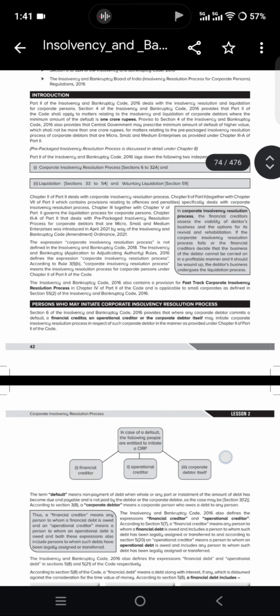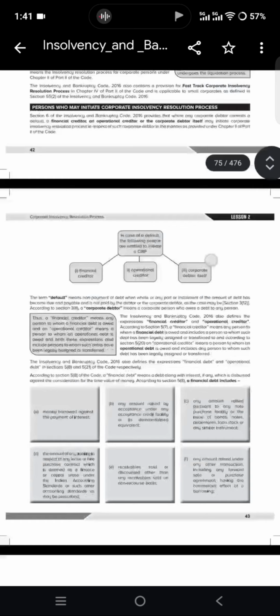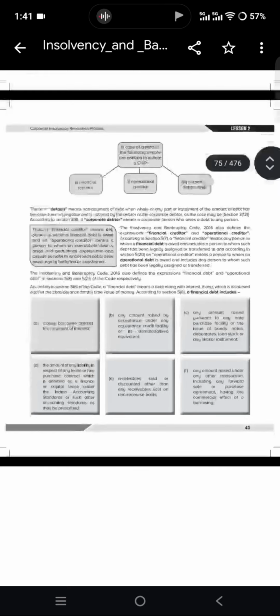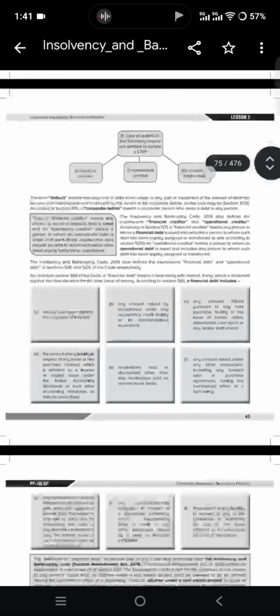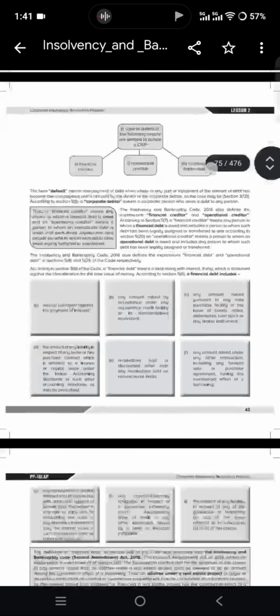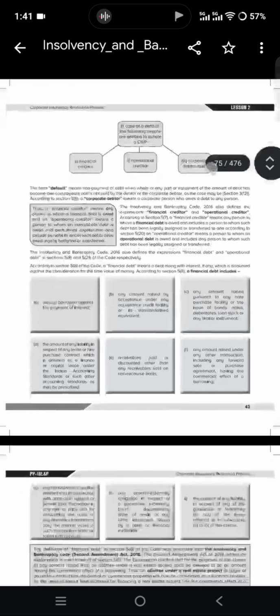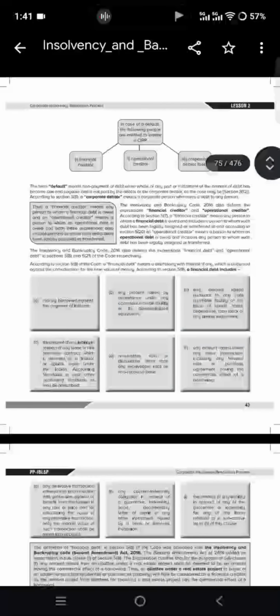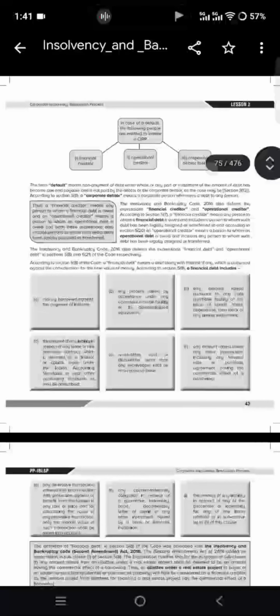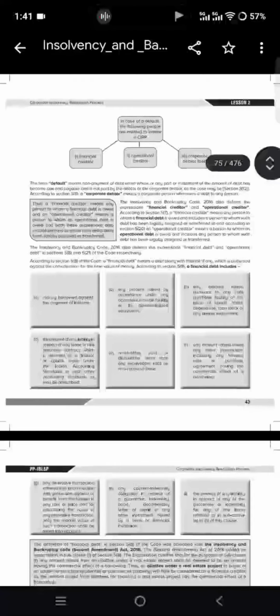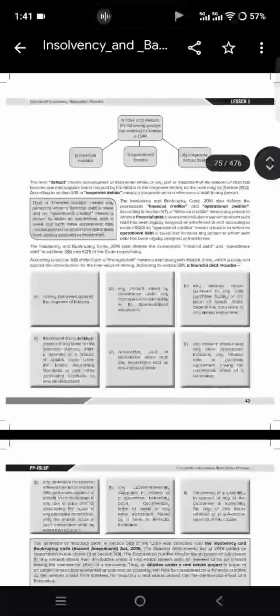Next, Section 3 subclause 8 defines corporate debtor. Corporate debtor means a corporate person who owes a debt to any person. Like I owe you, means I'm liable to you, like that. So corporate debtor is a person who owes a debt to any person. Next, a financial creditor means any person to whom a financial debt is owed, and operational creditor means a person to whom operational debt is owed. And both these expressions also include a person to whom such debt has been legally assigned or transferred.